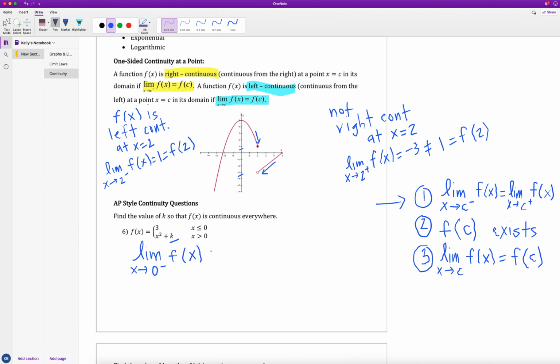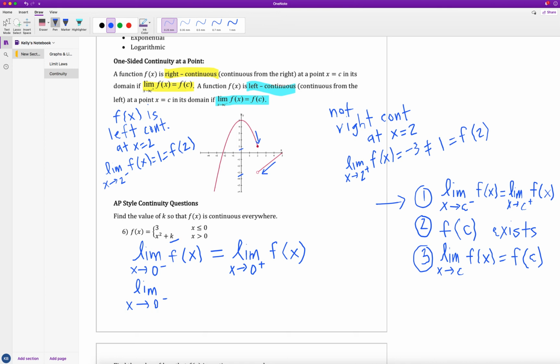I know that has to be equal to the limit as x approaches 0 from the right-hand side of f of x, since we get to assume that this function is continuous. So let's go ahead and find both of these. If I'm computing in from the left-hand side, I want to think about which function I get to use.